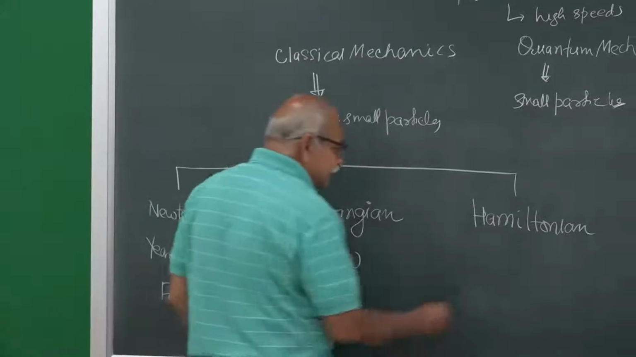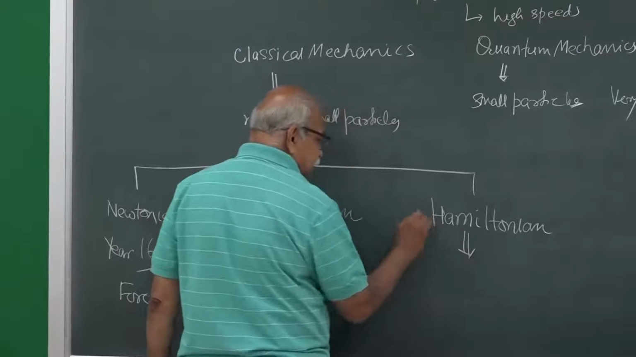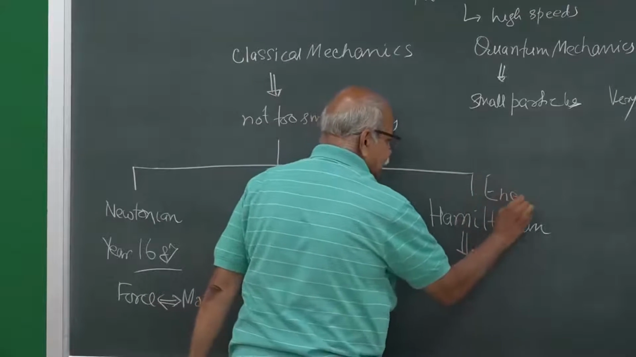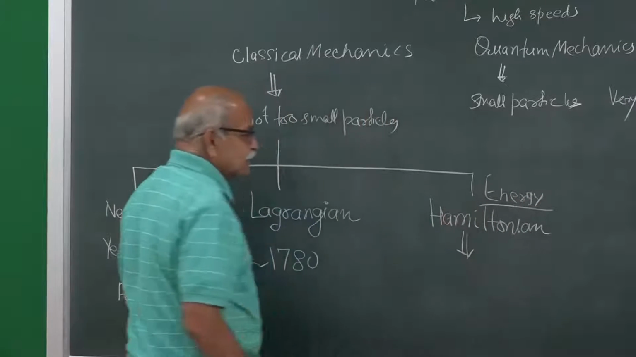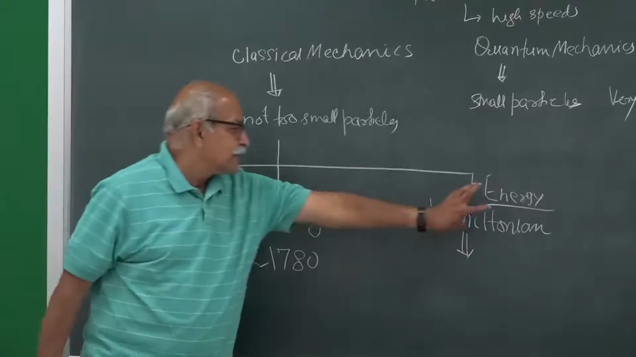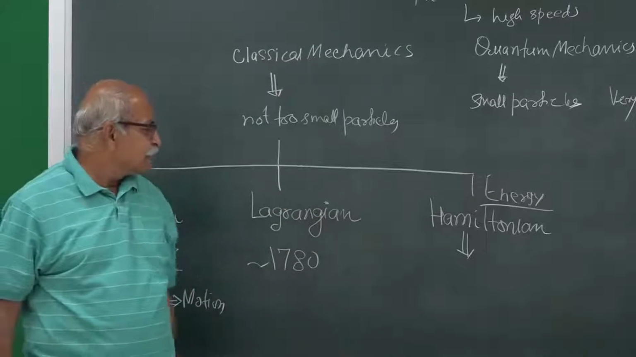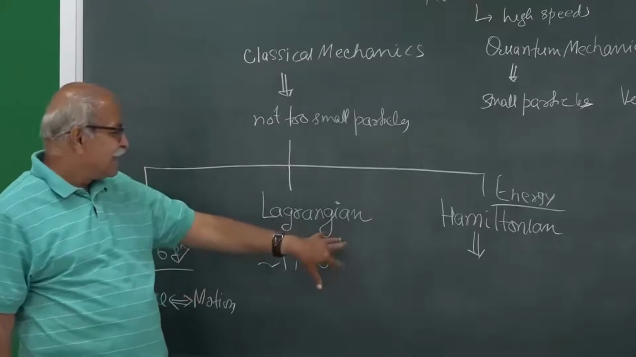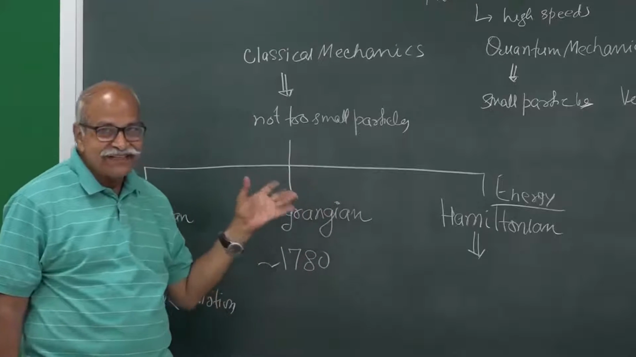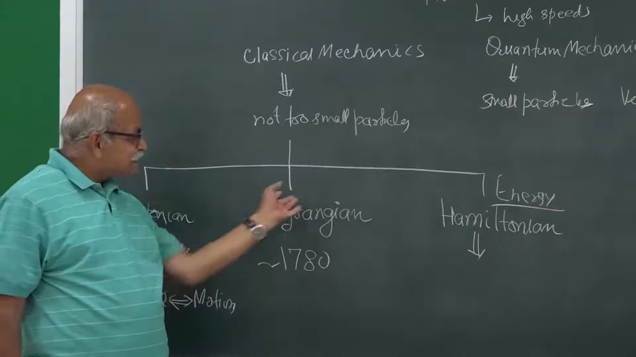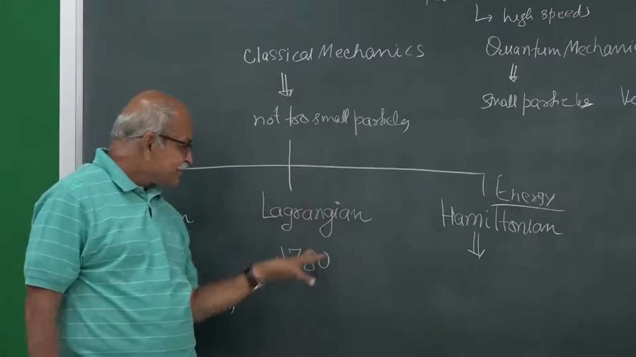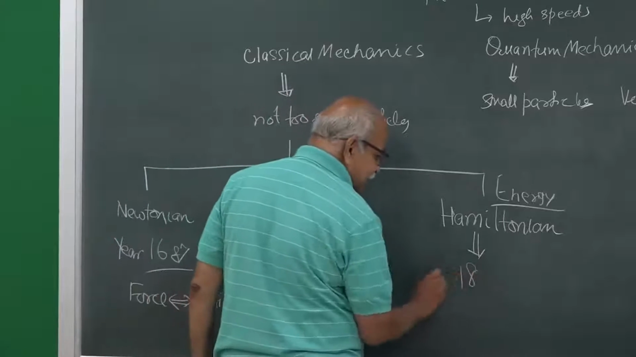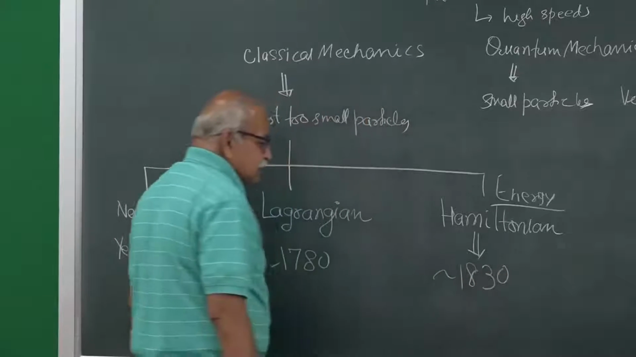The biggest advantage of this Hamiltonian is that the central thing is energy: kinetic energy, potential energy, and some total mechanical energy. That is the central idea. Here, the central idea is yet another function called the Lagrangian function, again based on potential energy and kinetic energy, but totally different combinations.